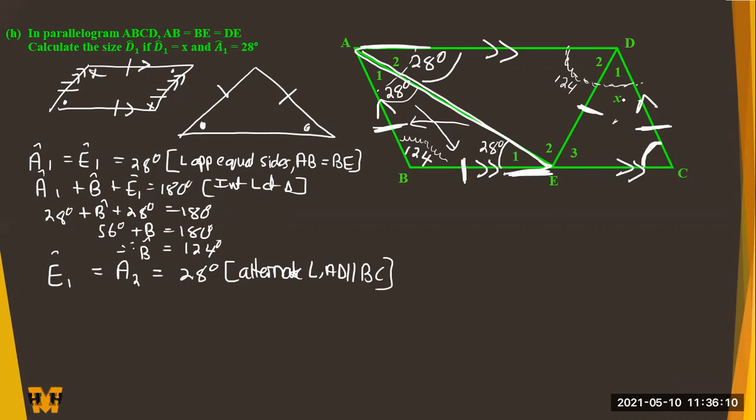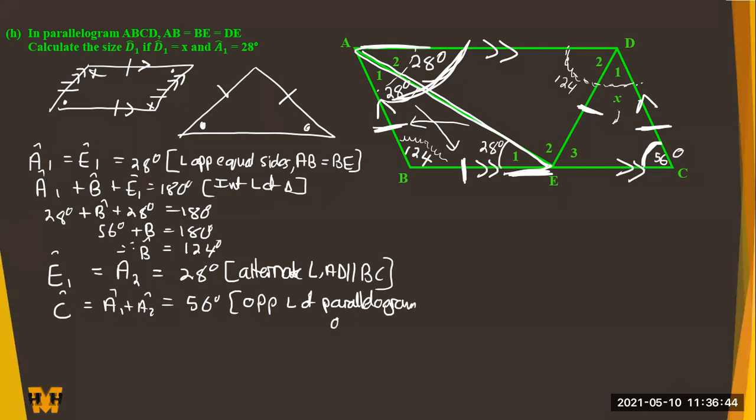So I've got E1, I wrote this, and now I'm going to say that angle C, I want to actually work with C because then it's closer to get to X. So I'm going to work with these angles that will be equal. So 28 plus 28 is 56. So I've got my angle C. Angle C will be equal to A1 plus A2. Why can I say it? Because the opposite angles of a parallelogram are equal. Right, so now we have that one.